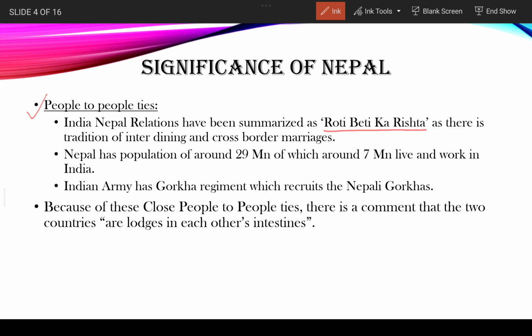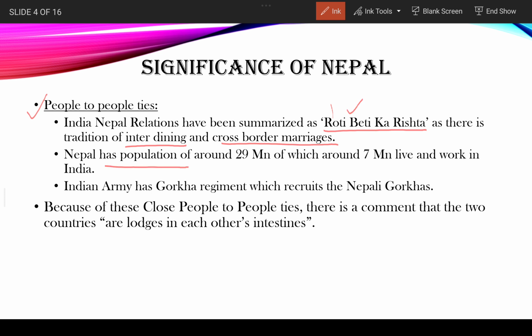Roti is basically significant for interdining, and when it comes to beti, it is for cross-border marriages. So there is this tradition of interdining and also cross-border marriages between India and Nepal. That's why it is called roti beti ka rishta.